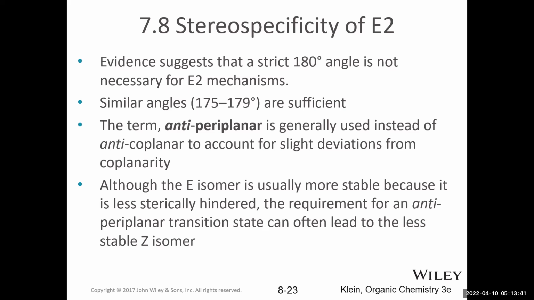And although the E isomer is more stable because it is less sterically hindered, planar transition state can often lead to the less stable Z isomer. So in stereospecific E2 reactions, the E isomer is not always the correct product. Sometimes only the Z isomer, which is the less stable alkene, is produced exclusively because of the requirement for that anti-periplanar transition state.